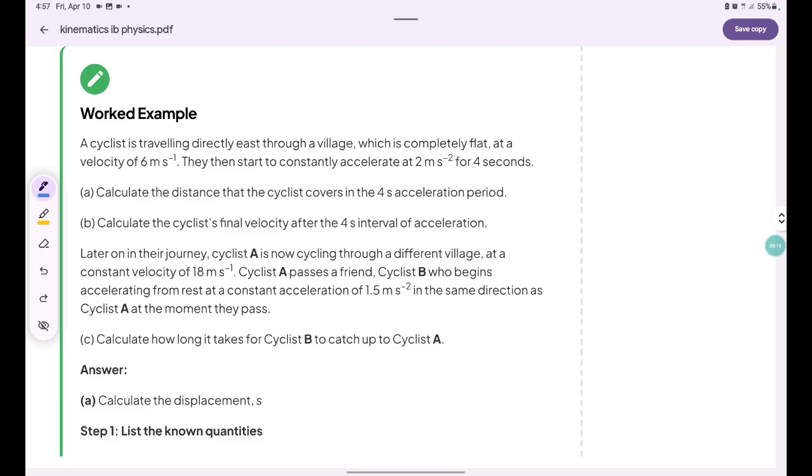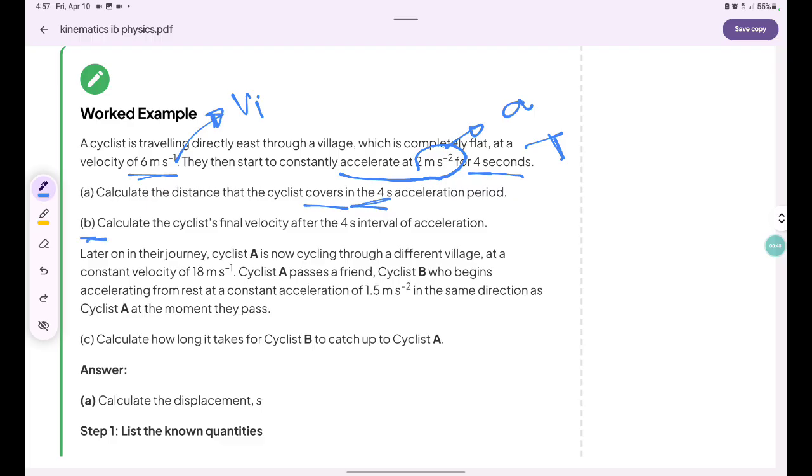First example: a cyclist is traveling directly east through a valley, which is completely flat, at a velocity of 6 meters per second. So this is the initial velocity Vi. Accelerate at 2 meters per second squared, and this is acceleration A, for 4 seconds, and this is T. We are asked here to calculate the distance that the cyclist covers in 4 seconds.